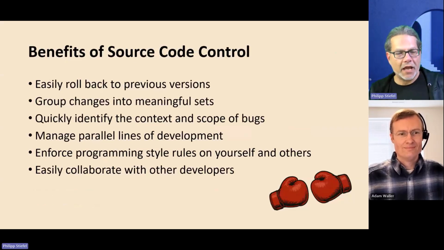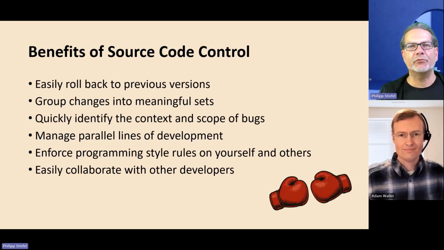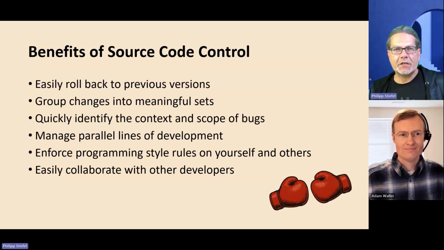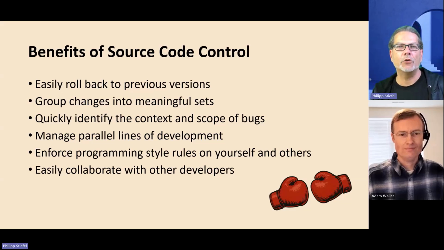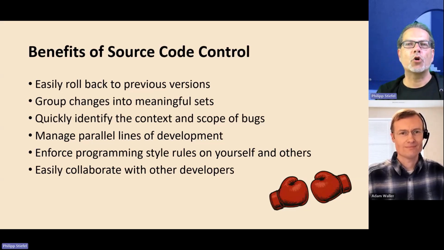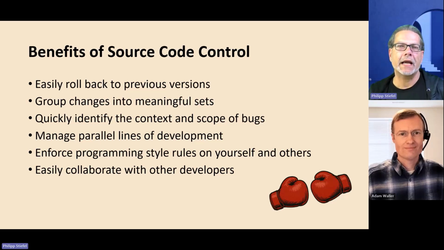Let's look at this from a slightly different angle. What are the tangible benefits you get from all the items I just listed? You can easily go back to previous versions of your code, and you can group changes into meaningful sets. That the changes are not just there in isolation, but you can combine different objects that all were changed for one common purpose. And this allows you to quickly identify the context and the scope of bugs once you identified them. And of course, this helps with fixing bugs quickly.